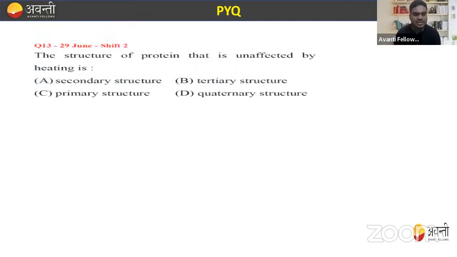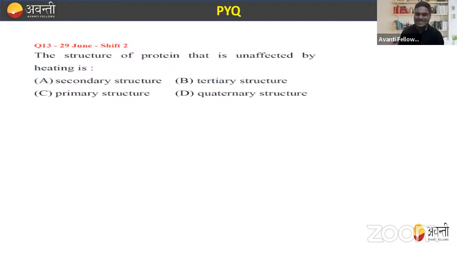Now, the next question: the structure of protein that is unaffected by heating is, okay. So you have to identify the structure of protein that is unaffected by heating. Whether it is the secondary structure, tertiary structure, primary structure, or quaternary structure, right? We know that there is something called denaturation of protein as well. Whenever there is a change in the temperature of the body or a change in pH, then the secondary, tertiary and quaternary structures may all be changed except primary. Primary structure can never be changed. Why? Because primary structure represents the sequence.